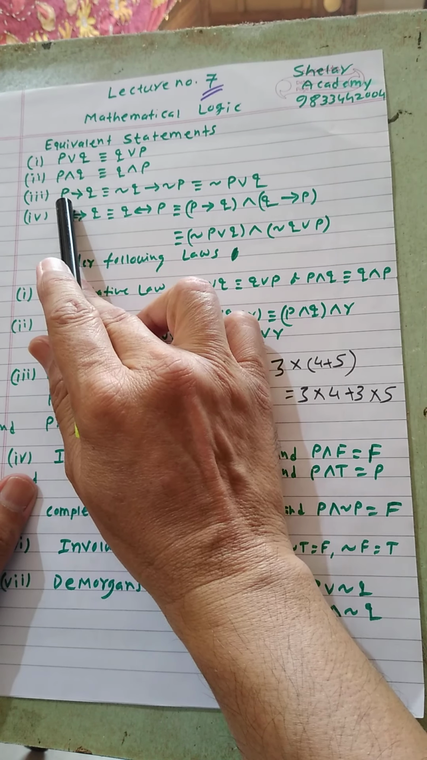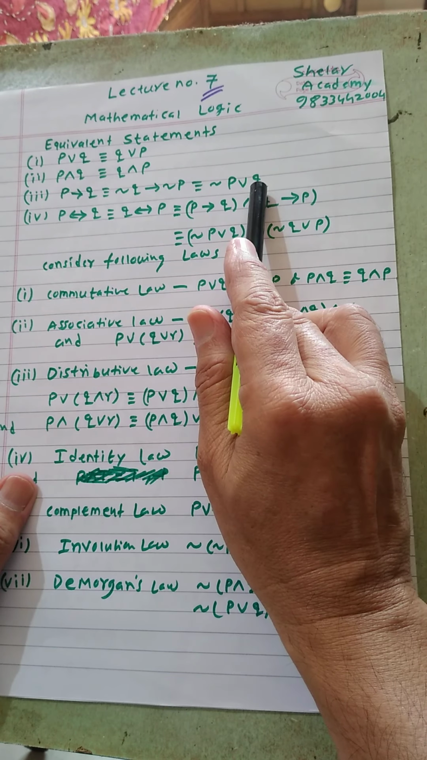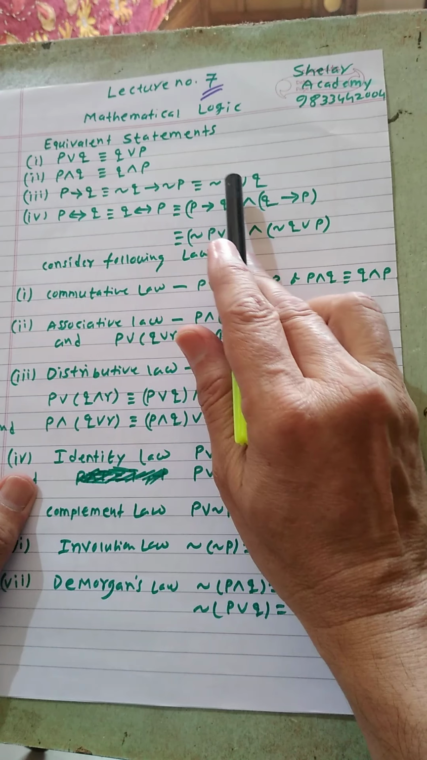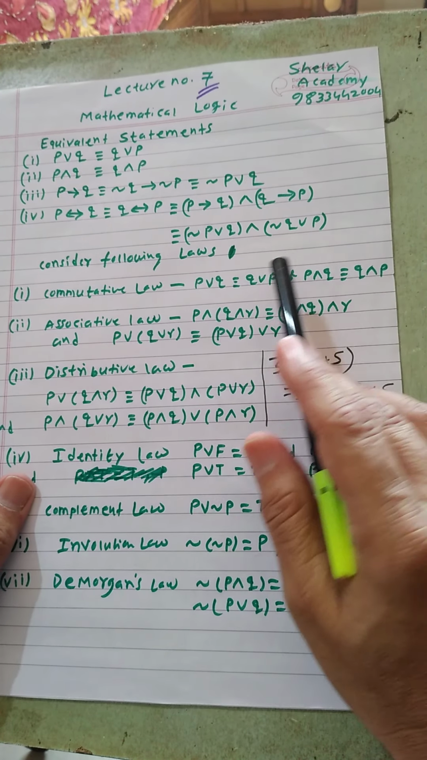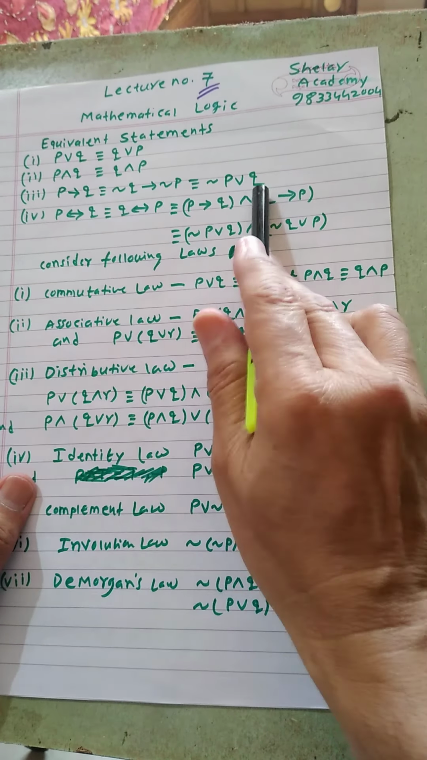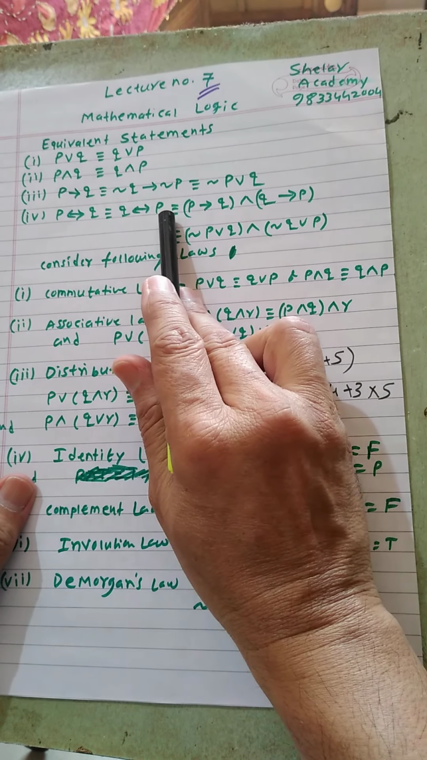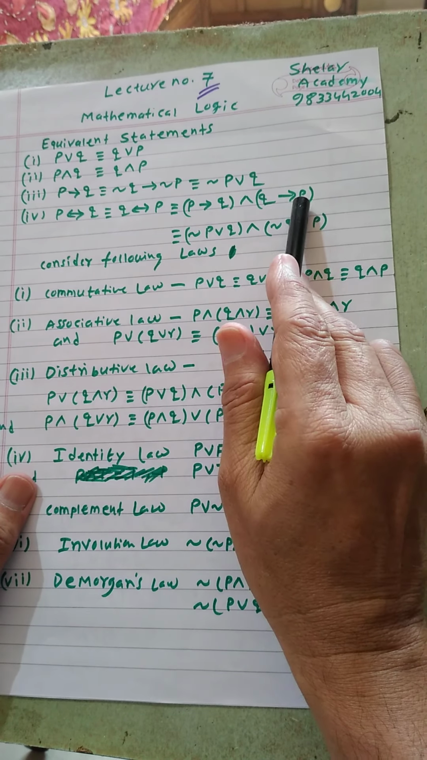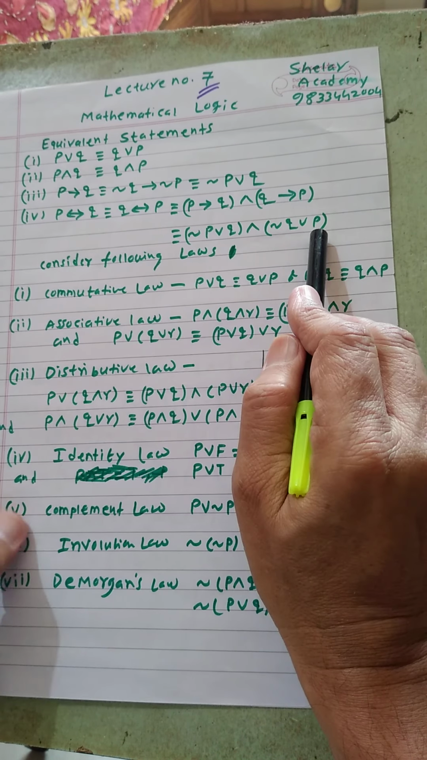Write down the truth table for P arrow Q, and write down the truth table for negation P or Q. You will get the last column entries of both truth tables the same. We will see in the next lecture how to verify these two. Now P double implication Q is equal to Q double implication P, is equal to P arrow Q and Q arrow P, which is also equal to negation P or Q and negation Q or P.